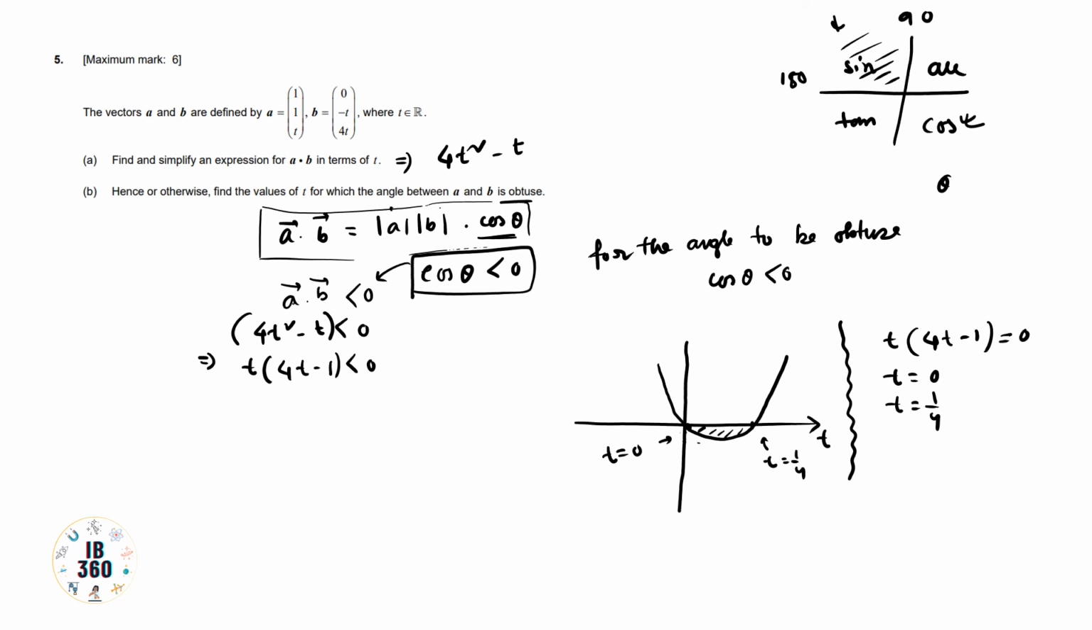So in this way, a dot b is negative when the value of t is in between 0 and 1 by 4. This is a very important part you need to understand. When the value of t is in between 0 and 1 by 4, the value of y is negative. What is y here? This is the y axis, so it is basically a vector dot b vector, that is 4t square minus t. So 4t square minus t will be negative when the value of t is in between 0 and 1 by 4.